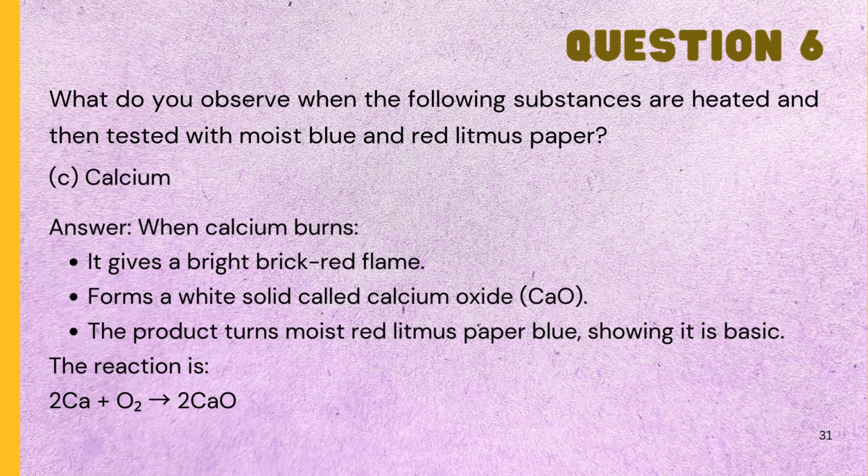C. Calcium. Answer: when calcium burns, 1. It gives a bright brick red flame. 2. Forms a white solid called calcium oxide, CaO. 3. The product turns moist red litmus paper blue, showing it is basic. The reaction is 2Ca plus O2 gives 2CaO.